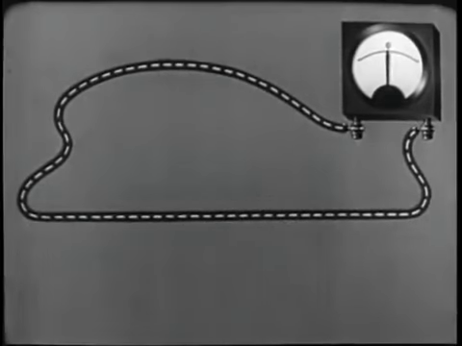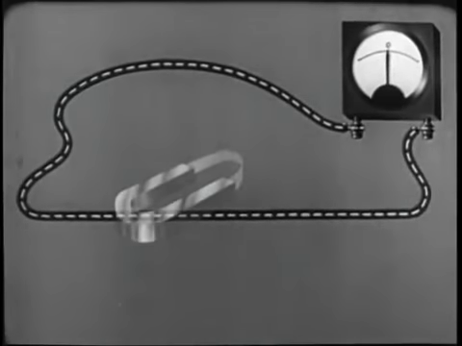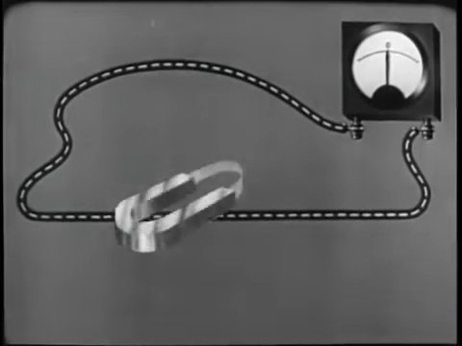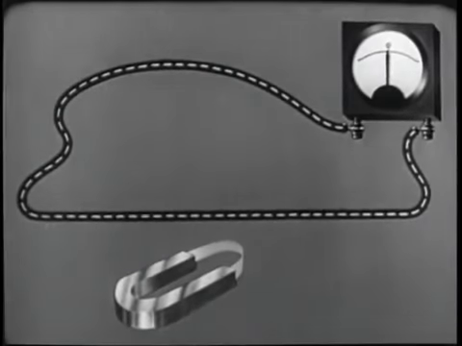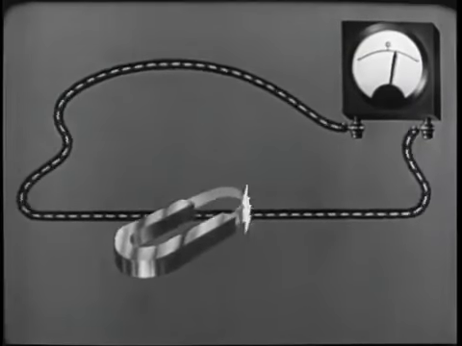If this wire is connected to a meter, we find there is no electric current flow. When the magnetic field is moved down, this meter shows current flow in one direction. If the magnetic field is moved up, the meter shows current flow in the opposite direction.